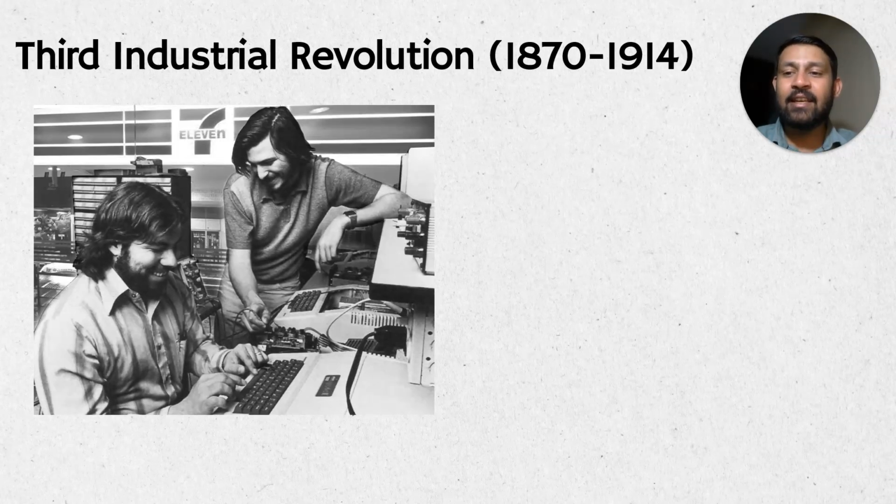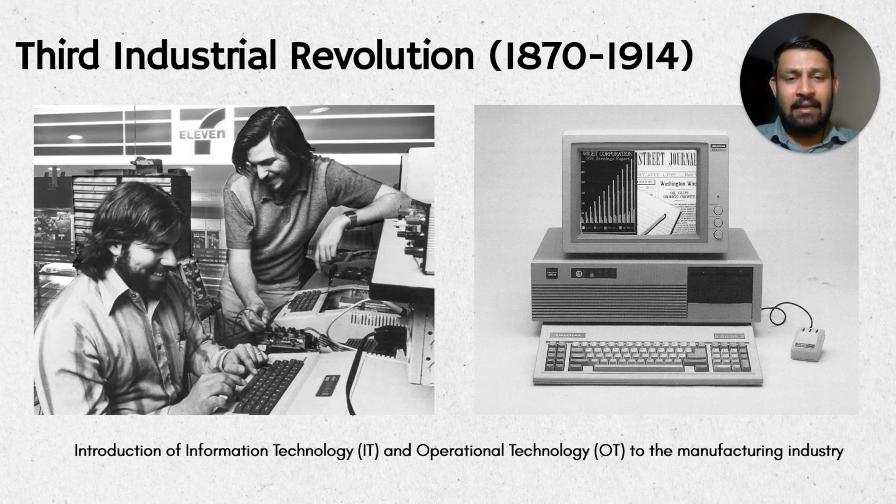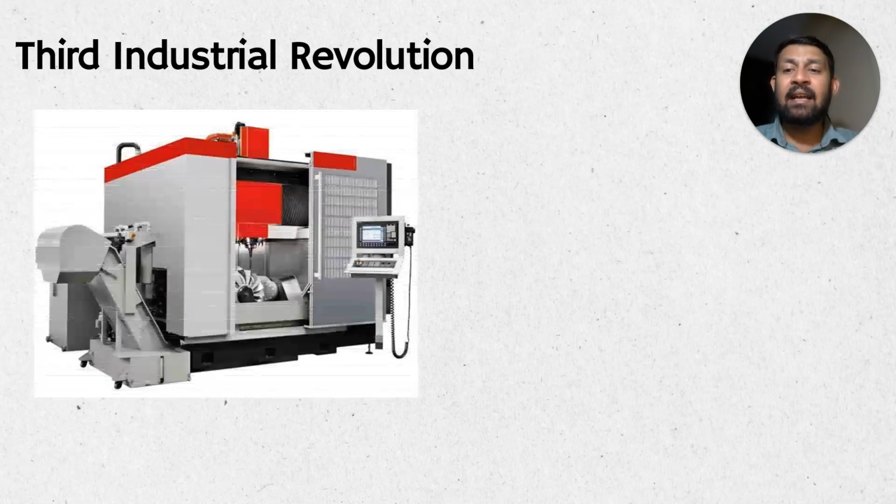Then the third revolution came. Now, this picture is very clearly indicating that the third revolution was because of computers. So, between 1870 and 1940, when computers became a thing, industries also started adopting computers. And information technology helped in digitizing the manufacturing process to a large extent, and the result of that was CNC machines. CNC machines came into the picture.